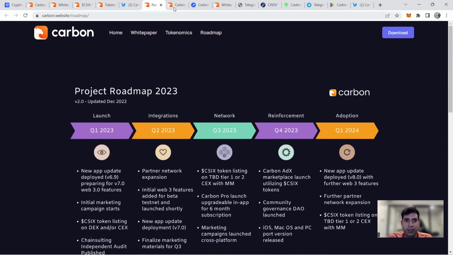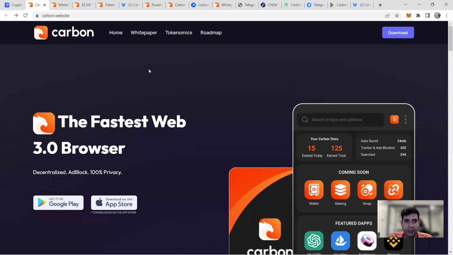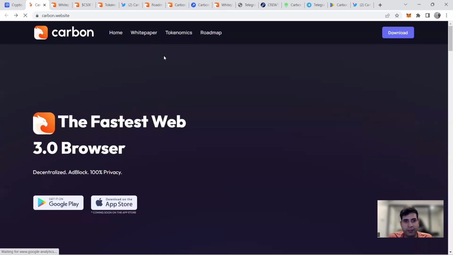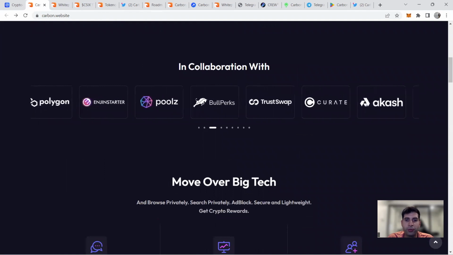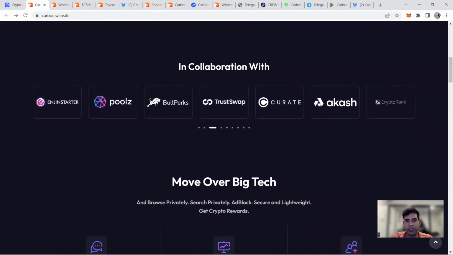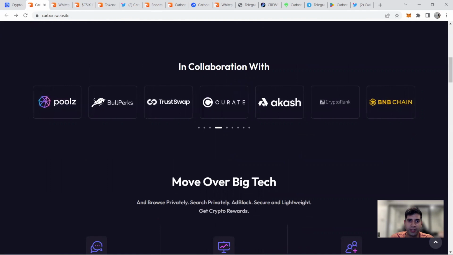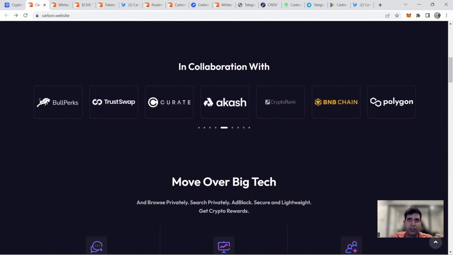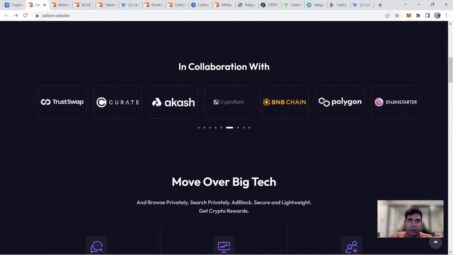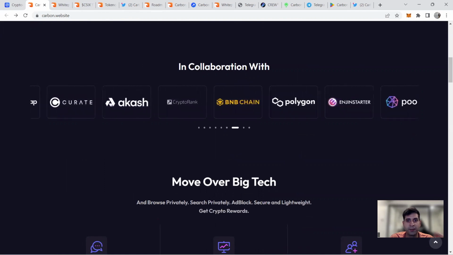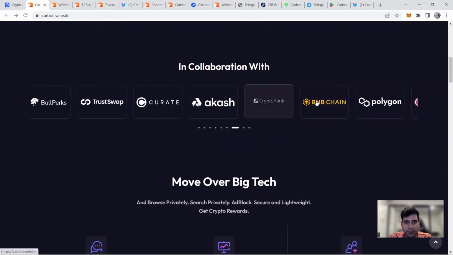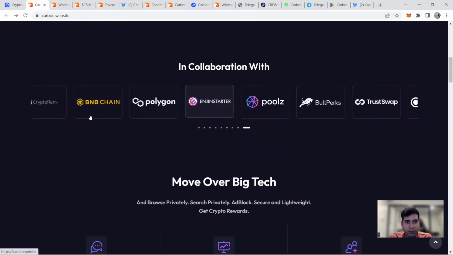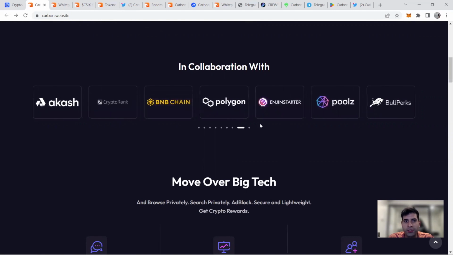In terms of partnerships and advisors and the team, they've got multiple of them across Web3. I've noted down a few. So Polygon Studios is behind the project, Akash Network, Curate, GSR, Woo Network, Poolz Ventures, BNB Chain, not the Binance, but BNB Chain. And they are also partnered with marketing companies like CryptoRank and multiple well-known launchpads, which I'm going to cover shortly.